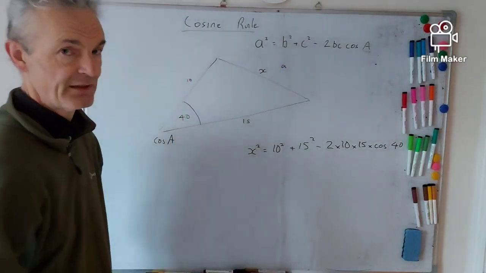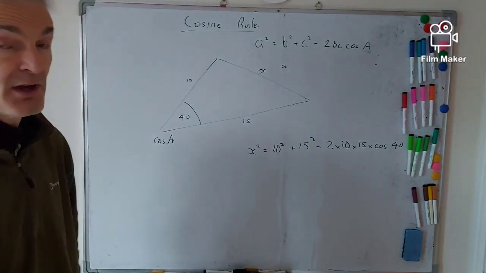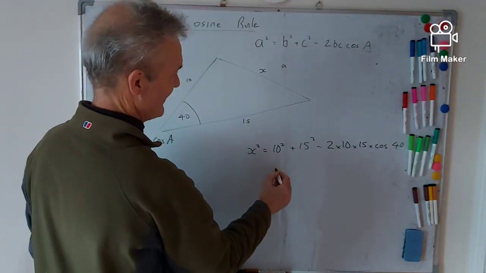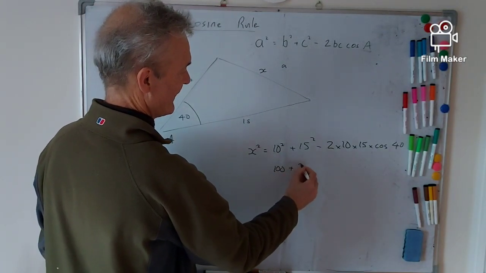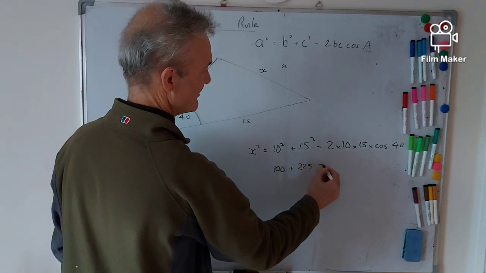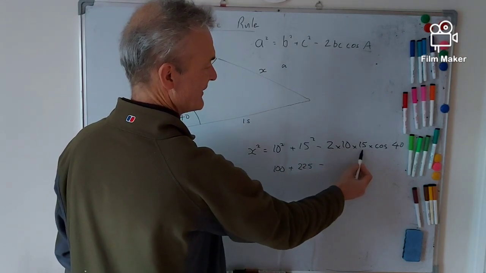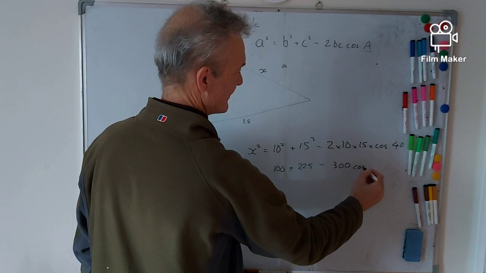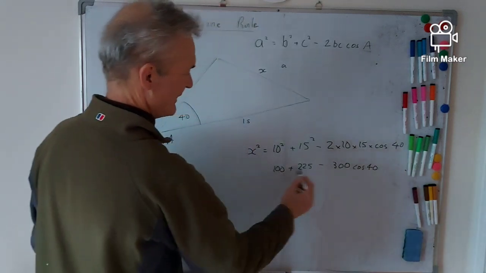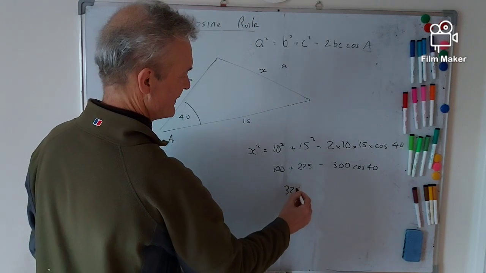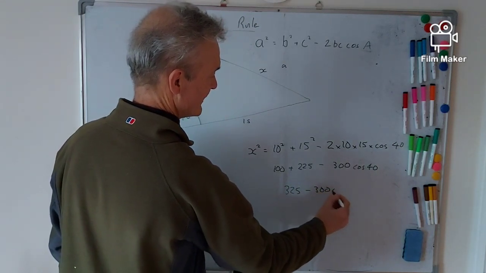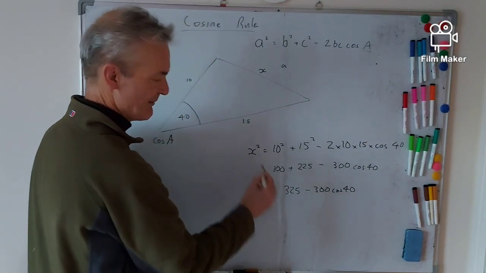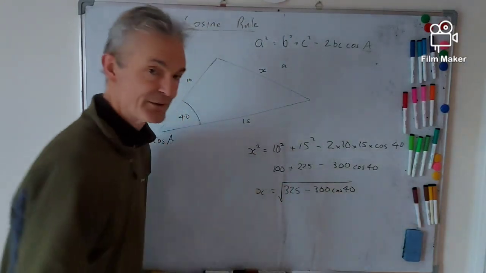Then we can go for our calculator and plug some of these in. If your mental maths is great, you can work out a little bit of this to start with. That's 100, that's 225, minus 2 times 15 is 30, times 10 is 300, cos 40. We can add those two together to get 325 minus 300 cos 40. And as we want x, remember that we're going to need to square root our answer.